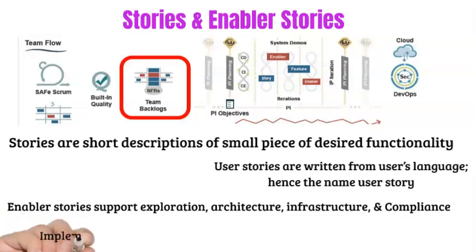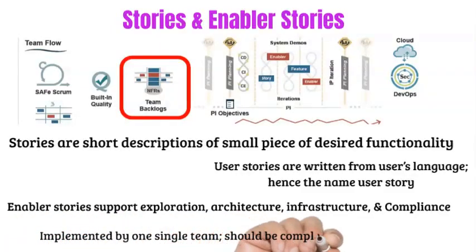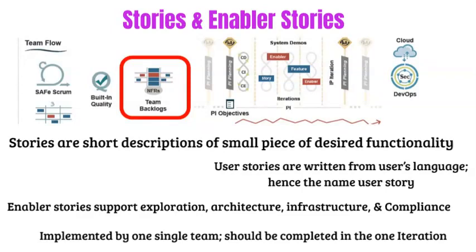And these enablers or stories at the team level are implemented by one single team, and they should be completed in one single iteration. So those are the work items in SAFe.